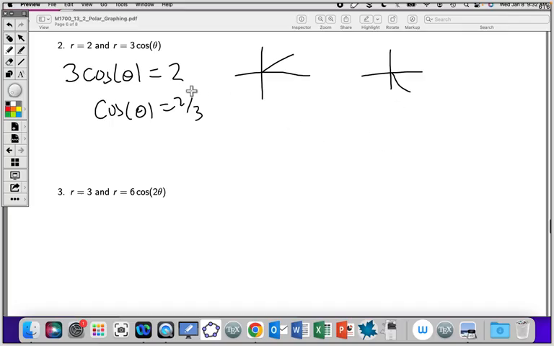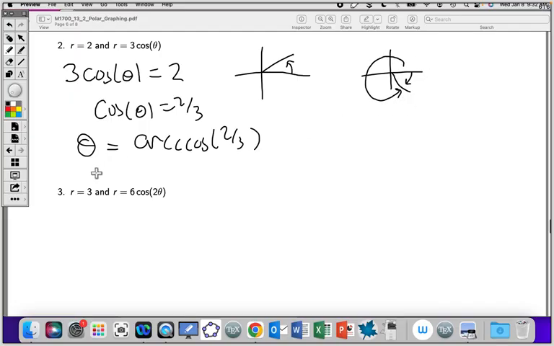Or 2/3 is a perfectly reasonable cosine value. So I'm going to use the inverse cosine here, or arc cosine. So for quadrant 1, I can pick the arc cosine of 2/3. That would be my reference angle. And then for quadrant 4, I can do a couple different things. I could just take the opposite value, or I could move it around.